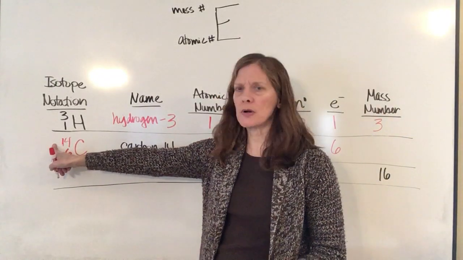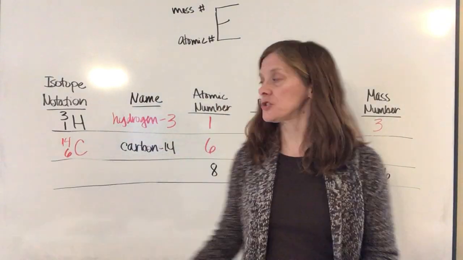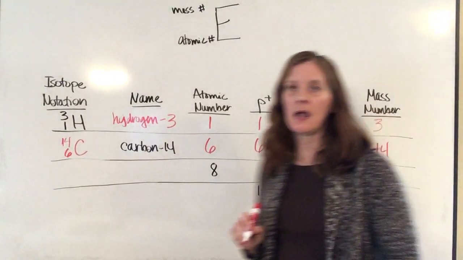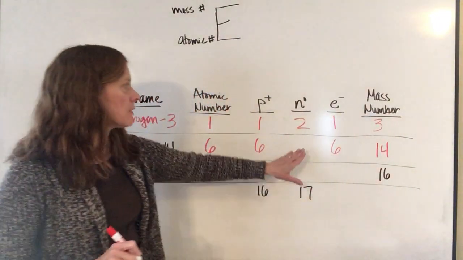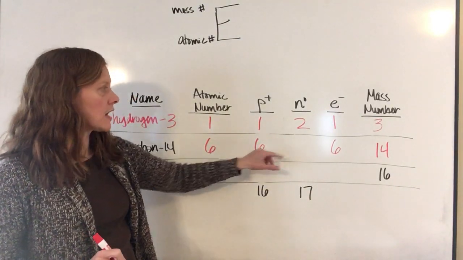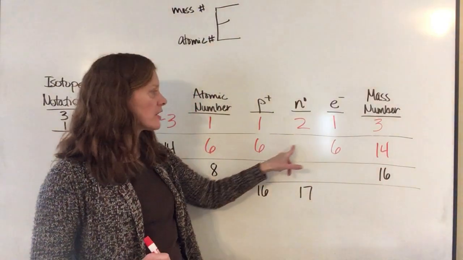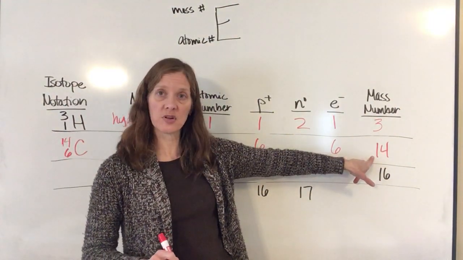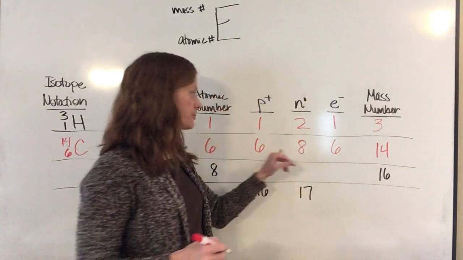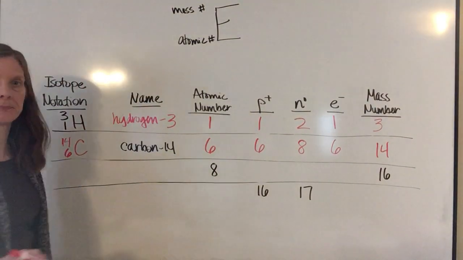That top number is a 14. What's the top number? The mass number. So that means I'm going to put a 14 over here in the mass number column. And the only thing I have left now is the number of neutrons. How do I find it? Well, number of protons plus number of neutrons gives me the mass number. So 6 plus what is going to give me 14? Well, if I subtract those two, that's going to give me 8. 6 plus 8 will make 14. Okay, so that one's all filled in.